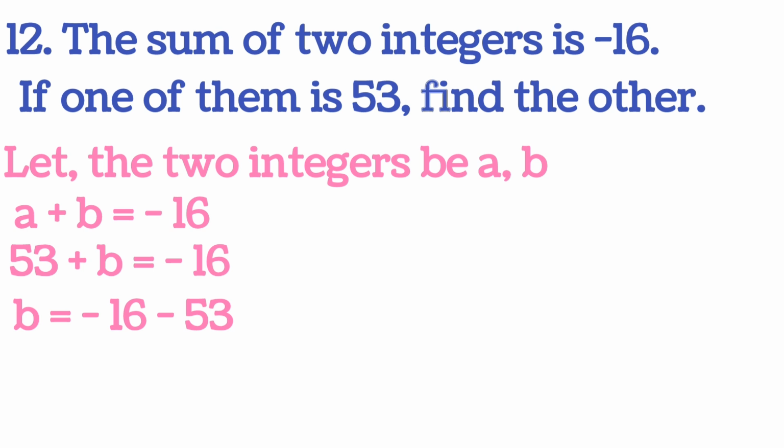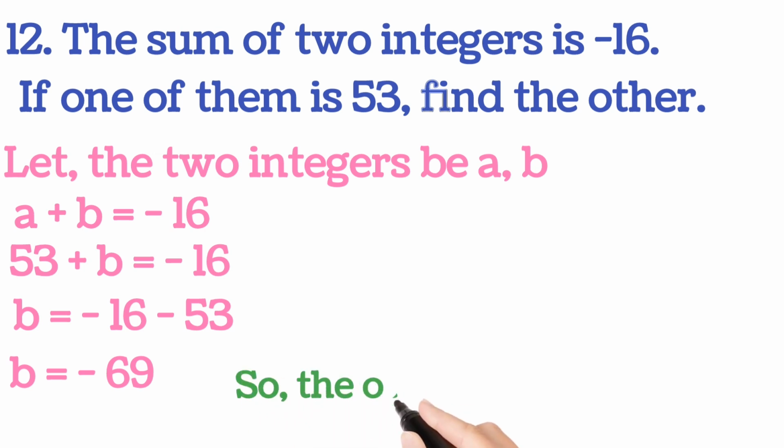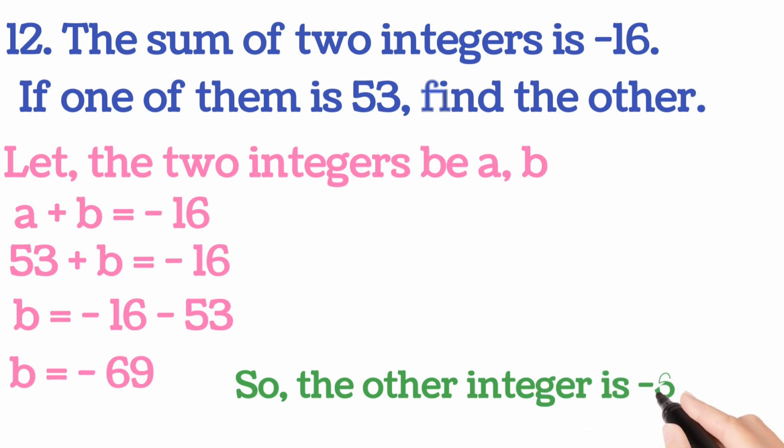Both are minus, so we will do addition, and in our answer we have to keep the minus sign. So our answer is what? B equals minus 69. So the other integer is minus 69. Okay, this is our answer. So let's go for the next sum.